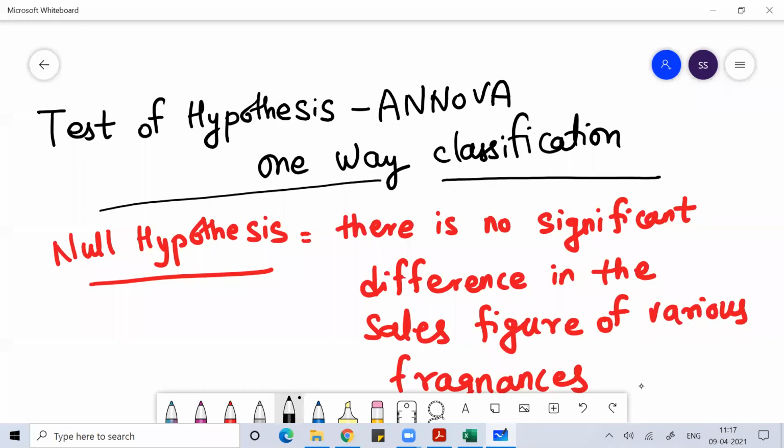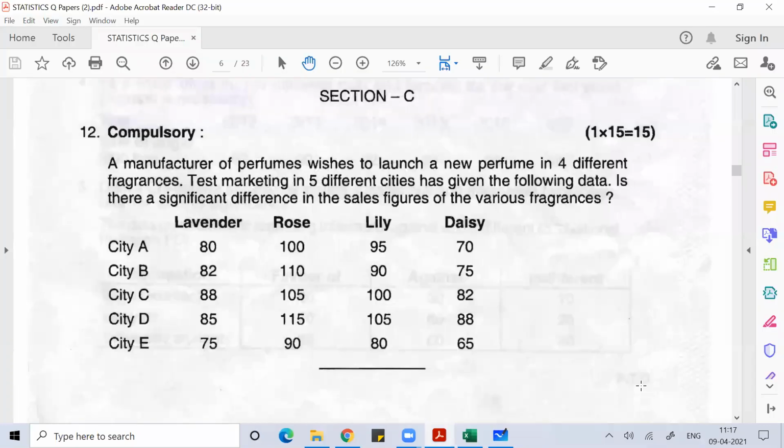So the null hypothesis means there is no significant difference in the sales figure of different fragrances. Suppose there's a perfume manufacturing company that came up with different fragrances. They want to know which fragrance has more demand in the market. Whichever fragrance has more demand, they'll definitely produce that fragrance more as compared to the others.